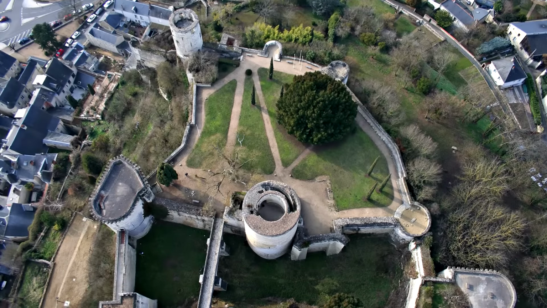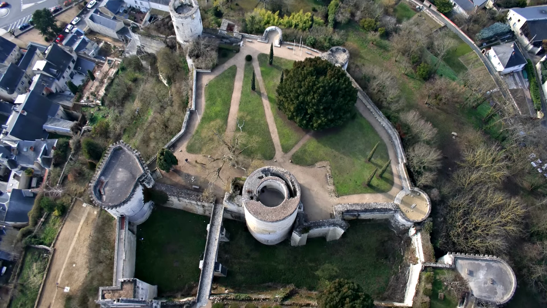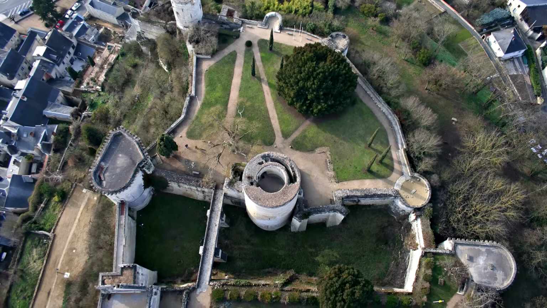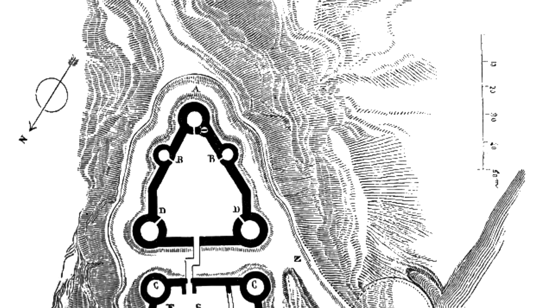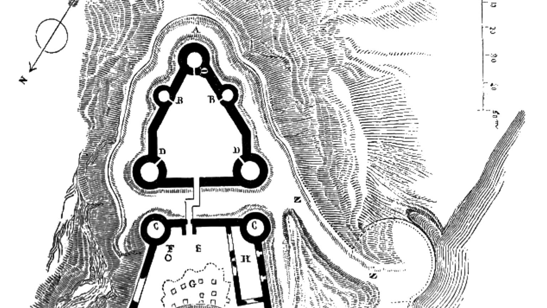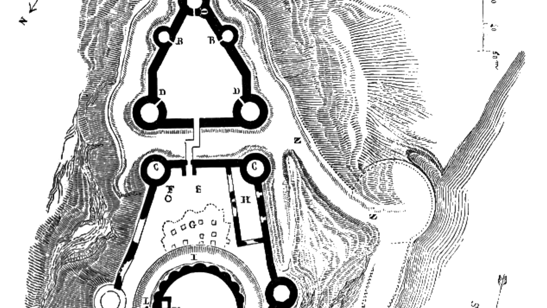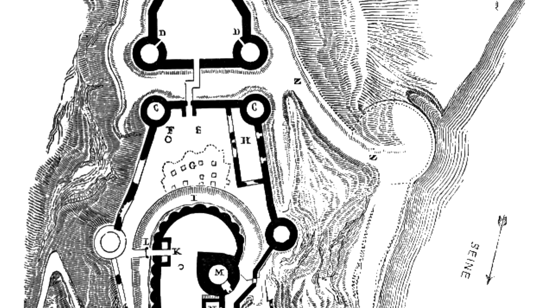Moats could also be built within a castle or town to separate different elements within it, such as separating an inner and an outer ward. These types of moats are referred to as cross ditches.